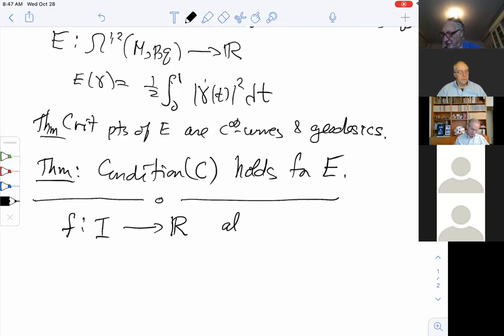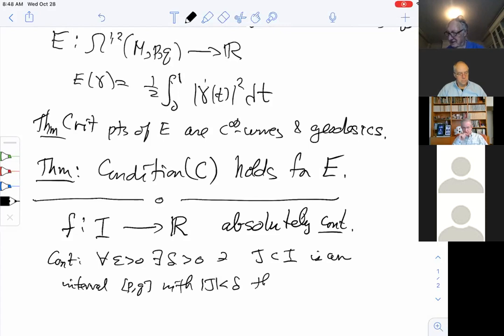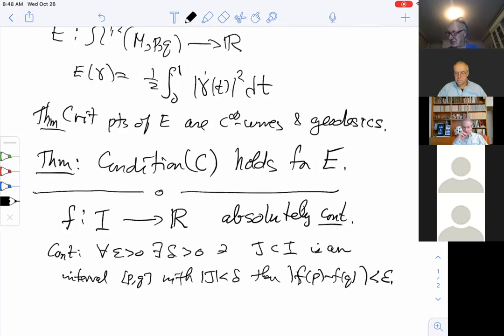There's a notion that such a function is absolutely continuous, which I'll remind you from real analysis. So continuity you can formulate this way. For all epsilon greater than 0, there exists a delta greater than 0, such that if J in I is an interval, say from P to Q, with the length of J less than delta, then the difference at the endpoints is less than epsilon. This is a slight reformulation of the completely standard epsilon-delta notion of continuity.